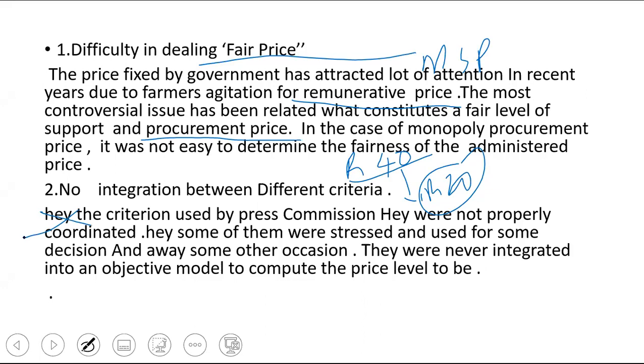Criteria used by the price commission were not properly coordinated. Some of them were stressed and used for some decisions, and on some other occasion others were used. They were never integrated into an objective model to compute the price level. That means the government agency had no coordination. Prices were not coordinated, so the authorities were finding it difficult. Why? Because there is no integration of the price level.